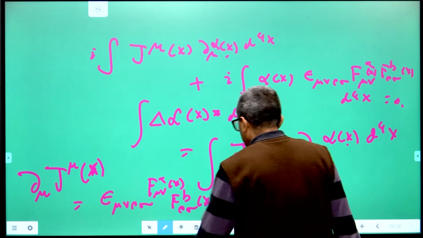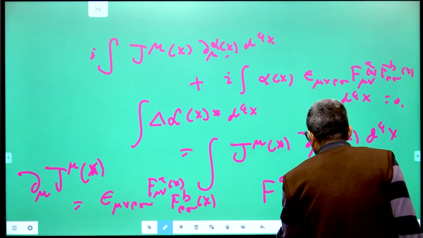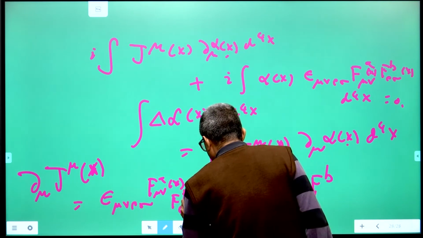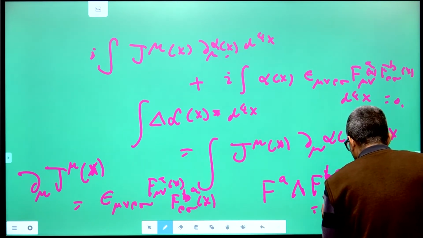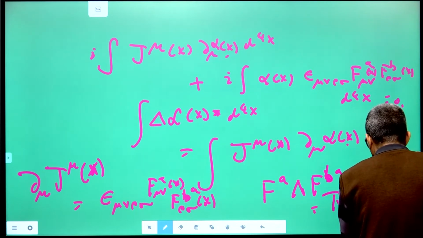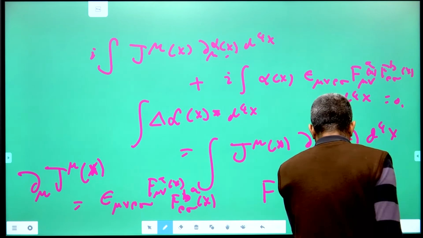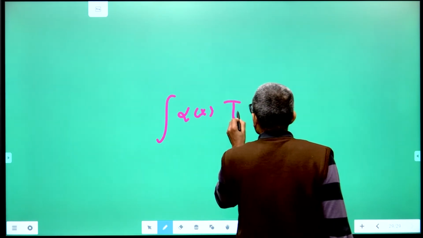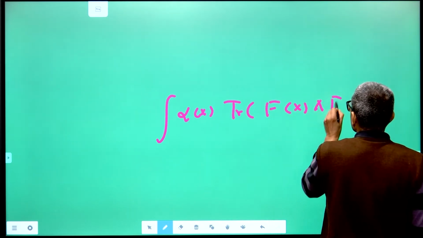Okay, and you note that in the language of differential forms, this can also be written as Fa wedge Fb. Sorry, you are summing over a. This is the same as Fa wedge Fa, or equivalently trace of F wedge F, right. So the gauge anomaly, the anomaly in the current conservation, is given by the integral of alpha(x) into trace of F(x) wedge F(x).